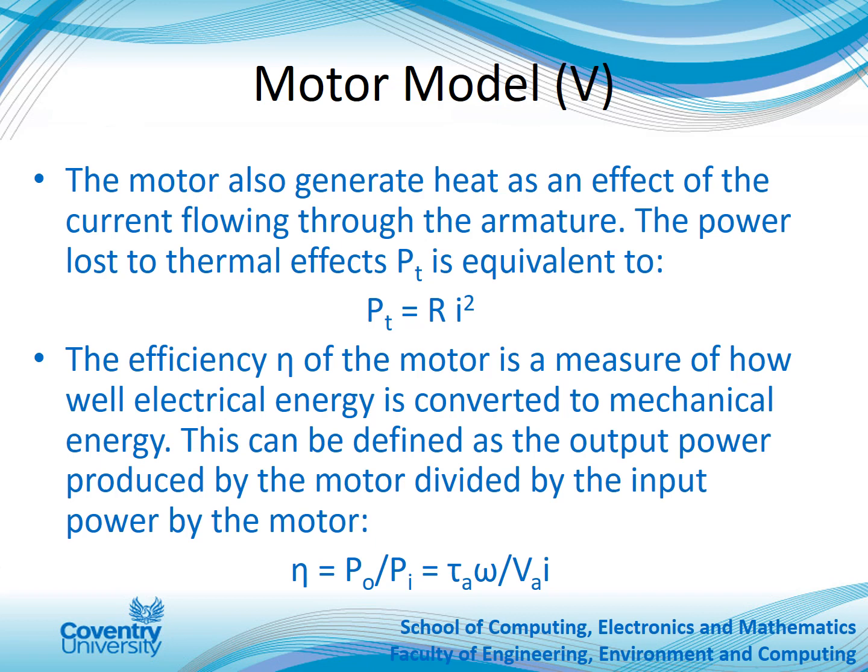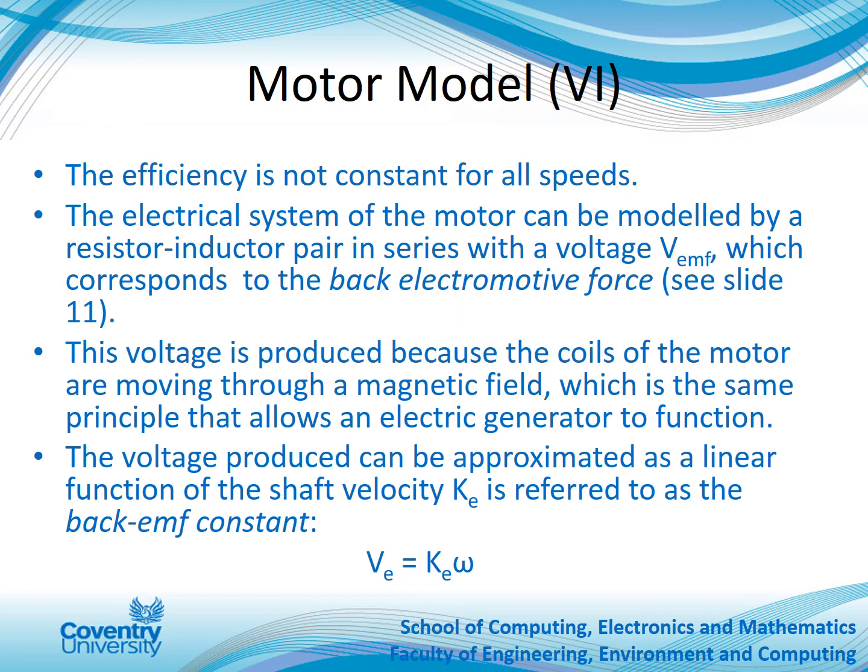The efficiency eta of the motor is a measure of how well the electrical energy is converted into mechanical energy, and that's defined, as we know, as the output power produced by the motor divided by the input power. So efficiency is equal to P_out over P_in, which, when you go through all the previous equations, equals the applied torque tau_A times omega, divided by the applied voltage times the current, so tau_A omega over V_A I. The important thing to know is that efficiency is not constant for all speeds.